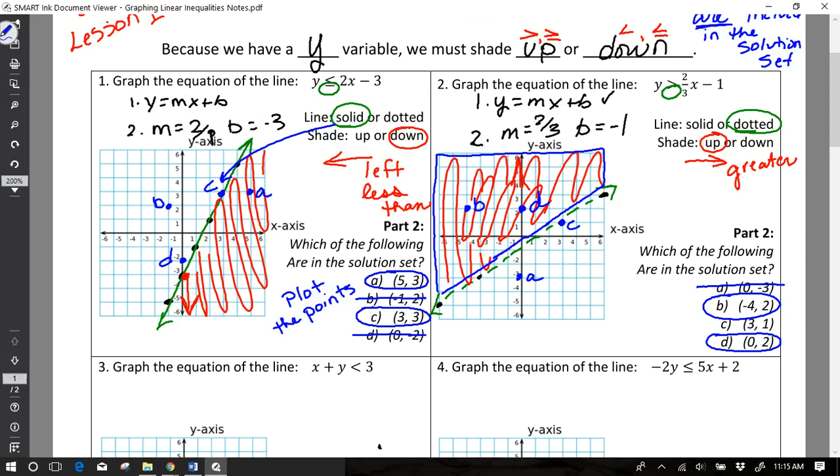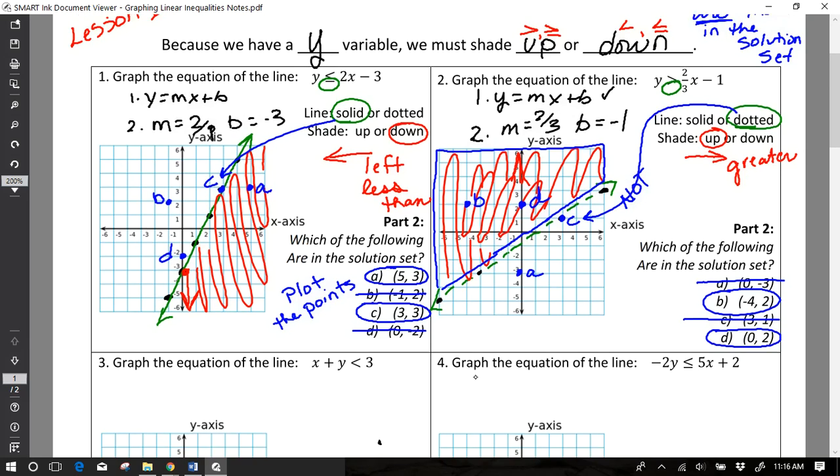Alrighty, so I have gone ahead and eliminated A so far, and I've included B and D. Those are very obvious, but I need to stop and think about C. Okay, C falls directly on top of my line. Is this included? Yes or no? Okay, well, this is a dotted line. Because it is a dotted line, it is not included. So C is not included in the solution set because it falls on top of the dotted line.